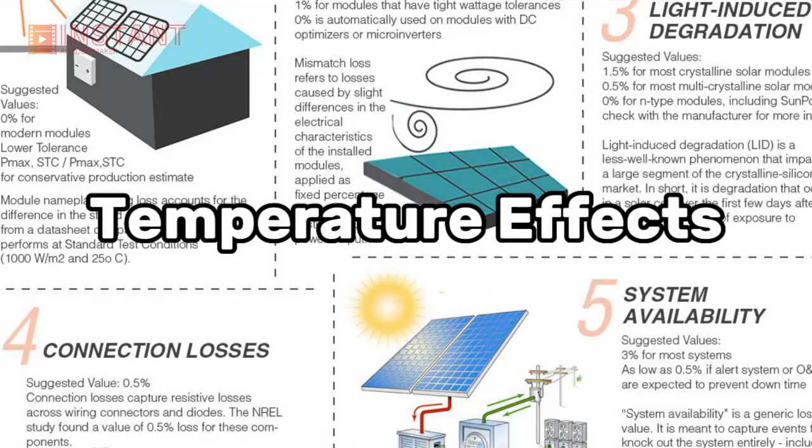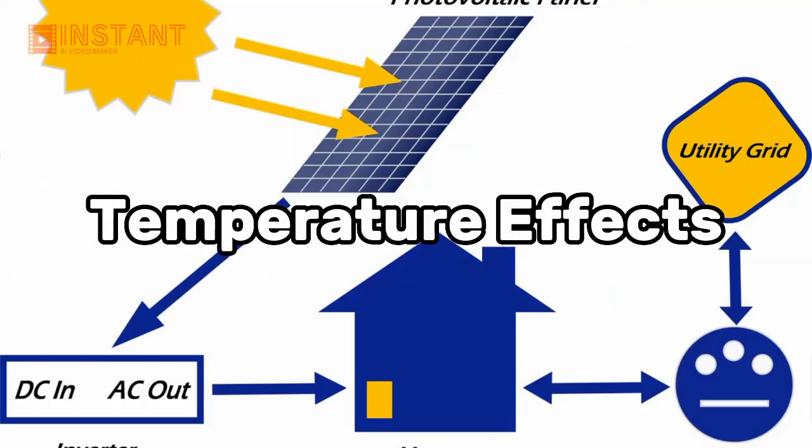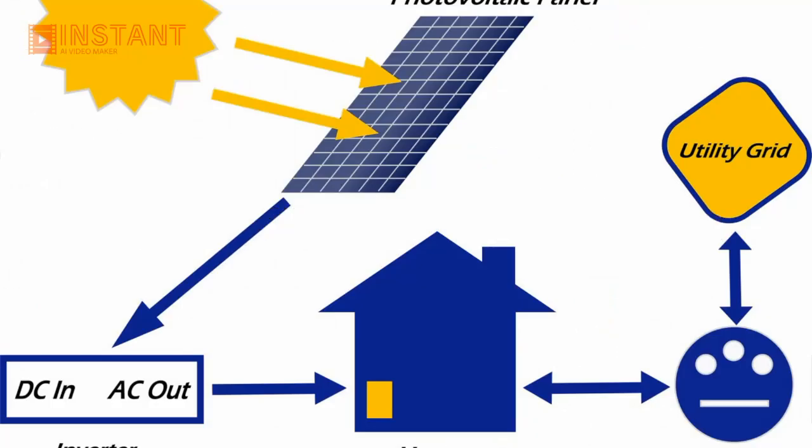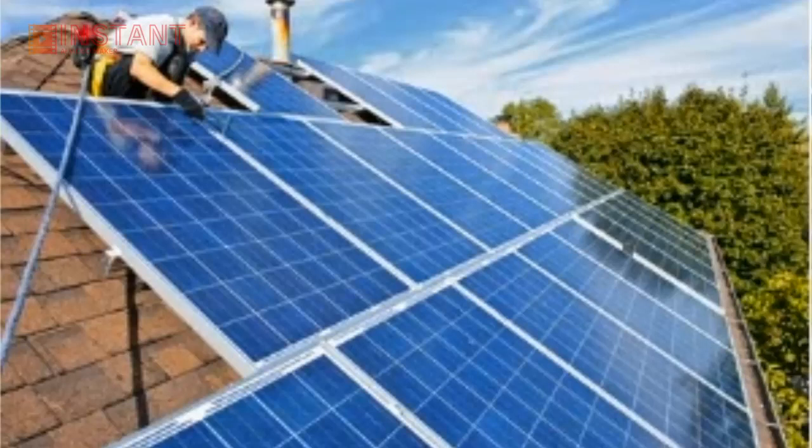Number 4. Temperature effects. Solar panels are less efficient at higher temperatures. Excessive heat can decrease their power output and overall system efficiency.